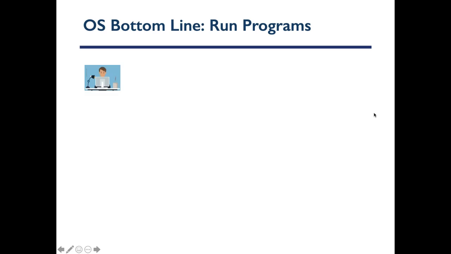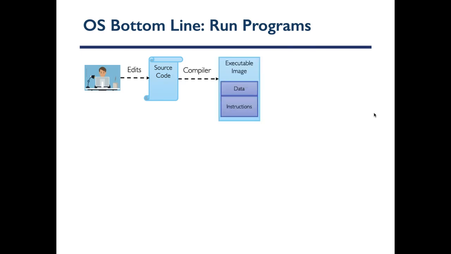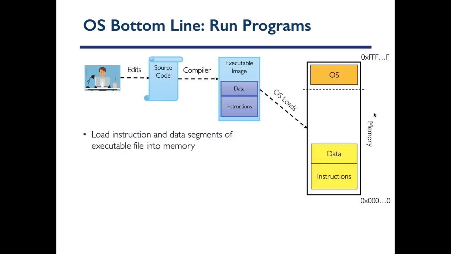So what is the bottom line? The bottom line is that we want to run our applications. So you have a programmer that would edit their code, their source code. Then they would compile and create an executable image. This image has the data, the instructions that the hardware is going to run. Now, what the operating system does is bring that data and those instructions to the memory. So we load the instructions and the data into the memory.